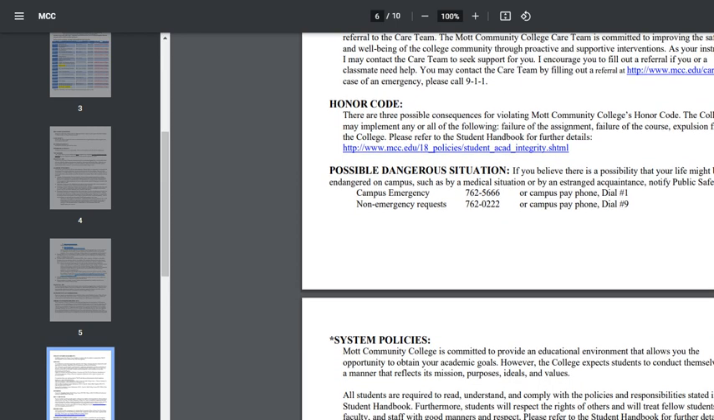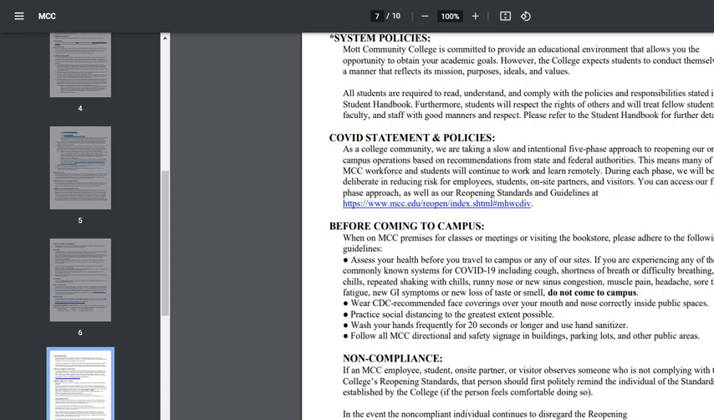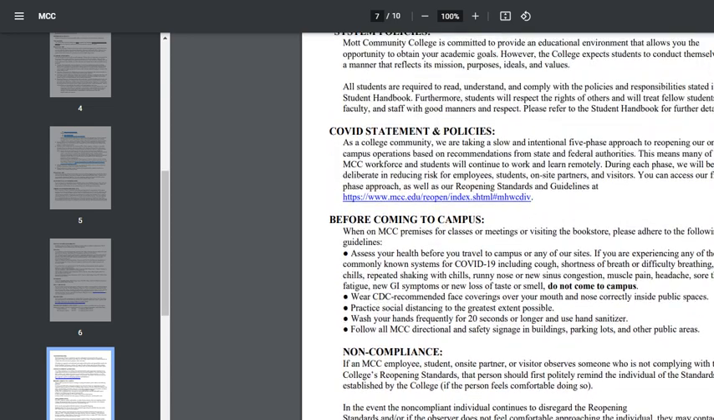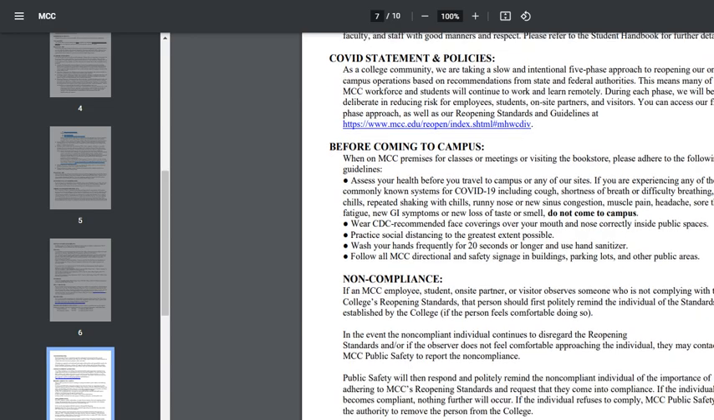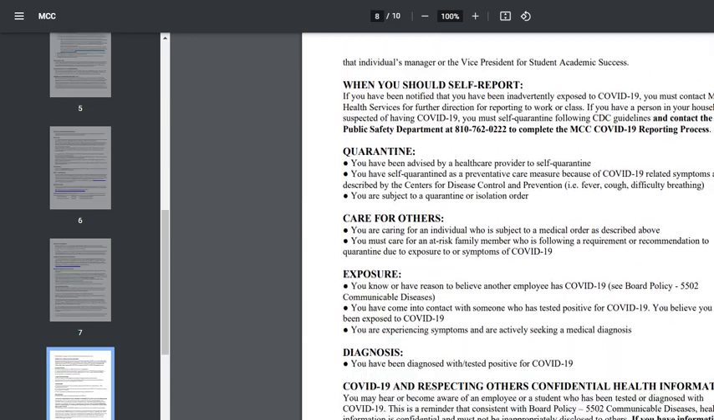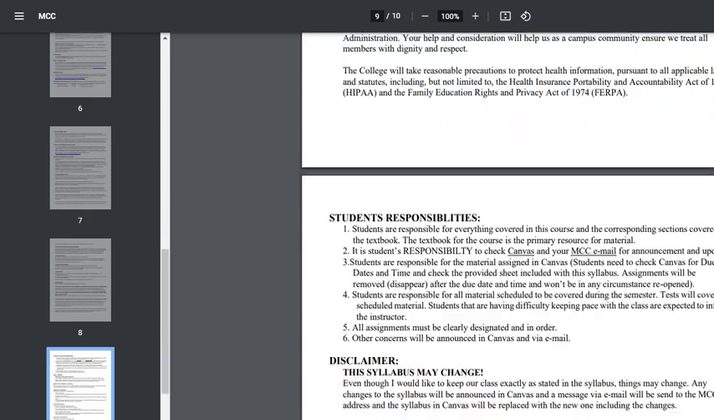Honor code, possible dangerous situations, system policies, please read. COVID: policies related to COVID don't apply to us because we're online 100%. However, if you have a class that is meeting face-to-face on campus, please make sure to follow guidelines so that you are safe and everybody on campus is safe. That's what the school is trying to do, to keep everybody safe here. So read all of this as to what is needed, etc.